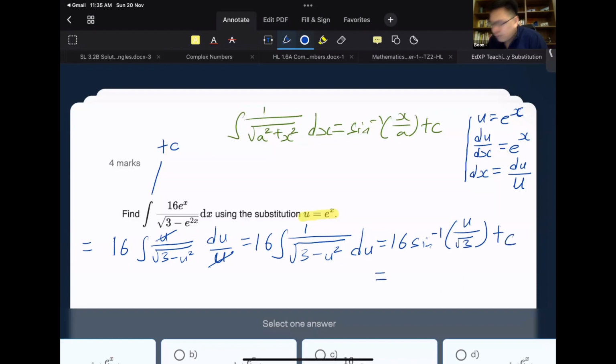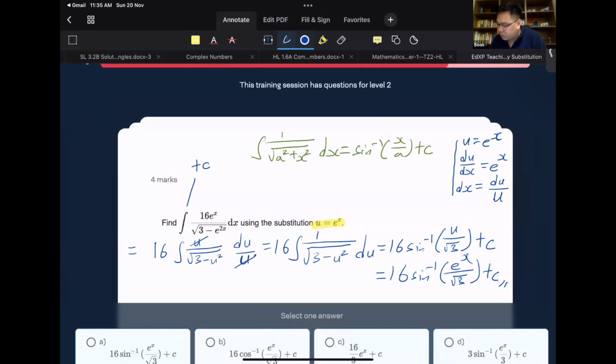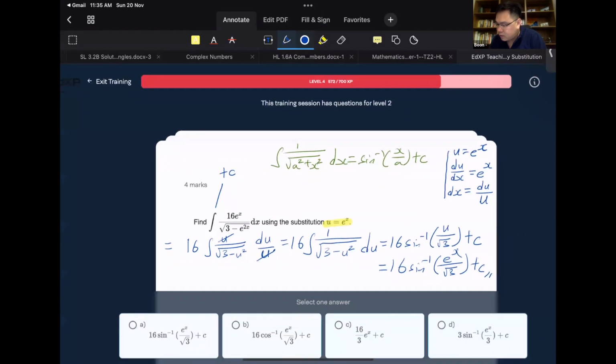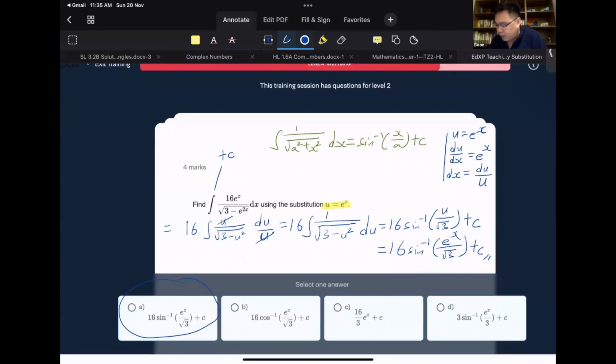Okay, and never leave your answer in u, put it back in x. So we have 16 arcsine of u, which is e to the x, over root 3 plus c. Okay, so let me zoom out. I believe the answer is A.